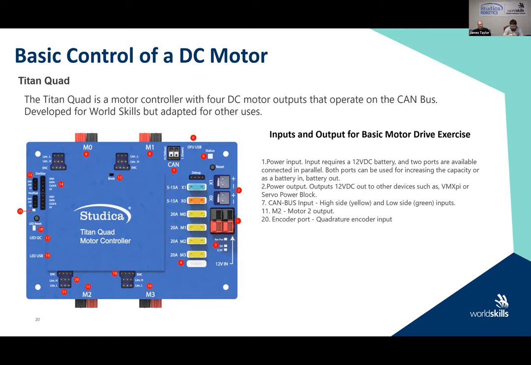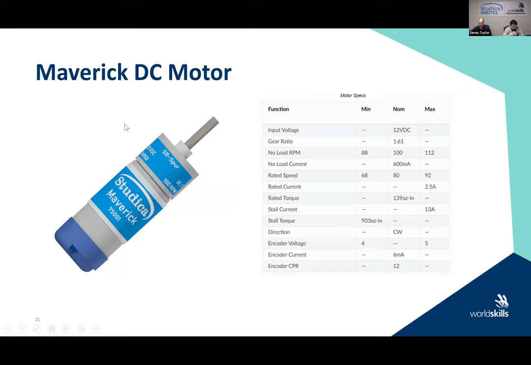We are going to use that CAN bus input, high side yellow, low side green, and we are going to be using M2 for the motor output. In addition to M2, we are going to be using the encoder port, 20, for the quadrature encoder input. That's why we labeled those for you so that you can see them and pick those. And why did we pick M2? Because M2 is where we have the little labels. That's why. So everything will get wired up for that.